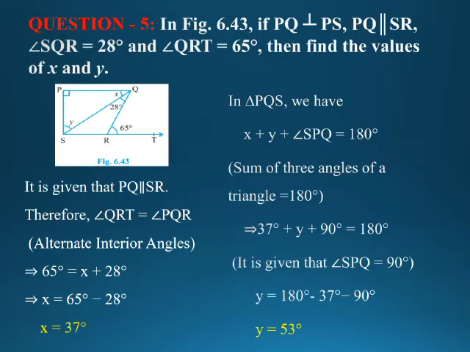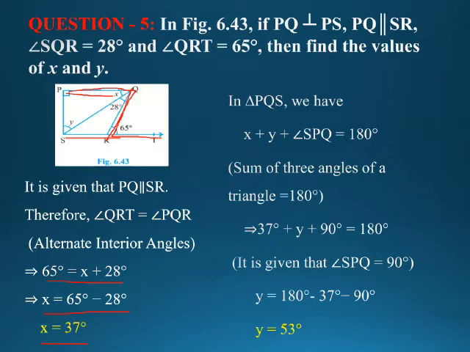Fifth question. In the given figure, PQ is parallel to PS and PQ is parallel to SR, angle SQR equals 28 degrees and angle QRT equals 65 degrees. Then find the values of X and Y. Now, given PQ is parallel to SR, we can write angle QRT equals angle PQR. These two are alternate angles. So 65 equals X plus 28. We can write X equals 65 minus 28, that is X equals 37 degrees.